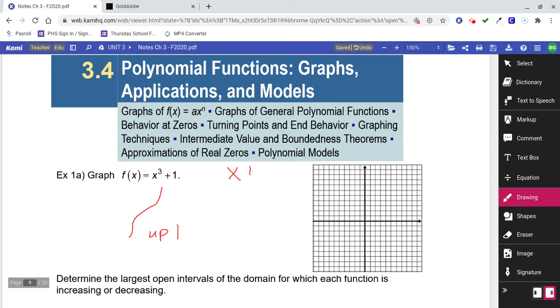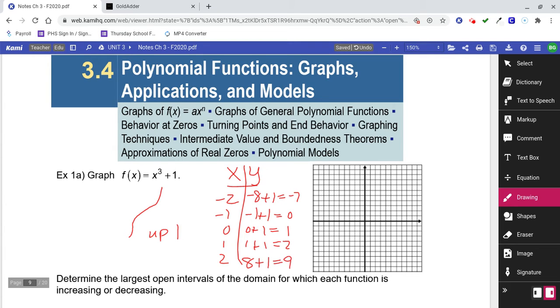I think one way to do it is to make an XY table. And we can plug in numbers like this. If you plug in -2 cubed, -2 cubed is -8, plus the 1 gives me -7. -1 cubed plus the 1 gives me 0. 0 cubed plus 1 is 1. 1 cubed plus 1 is 2. And 2 cubed is 8, plus 1 is 9. So we can graph points like that, okay?